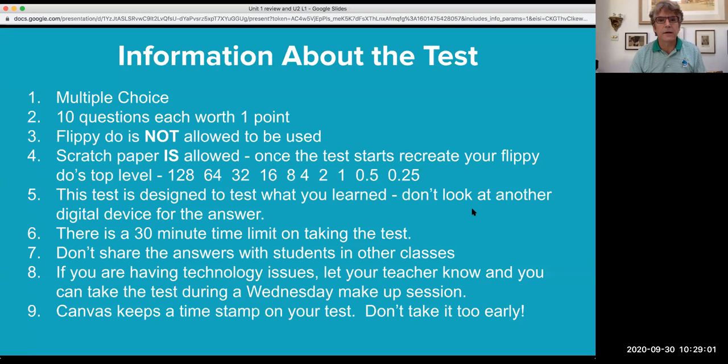As the sheet says, scratch paper is allowed. Once the test starts, recreate your flippy-do at the top level: 128, and start at the 0.25 on the right, then go 0.5, 1, 2, 4, 8, 16. That is going to be your flippy-do to work with. The test is designed to test what you learn. Don't look at another digital device for the answer. Please, just use your knowledge. You guys have this. You can do it.